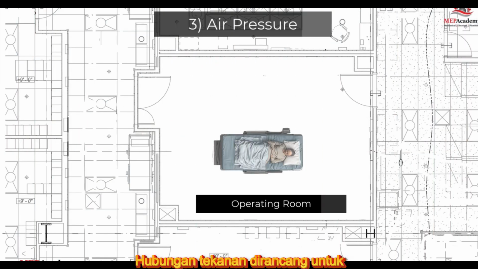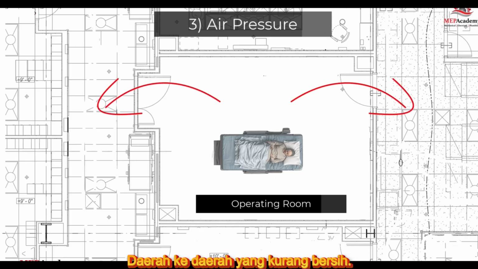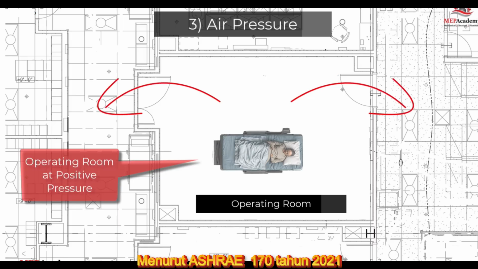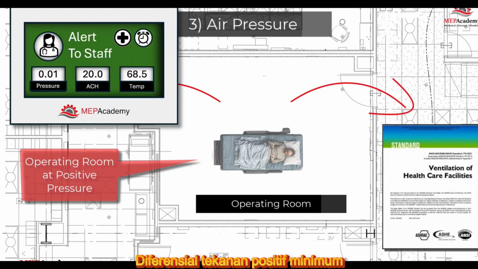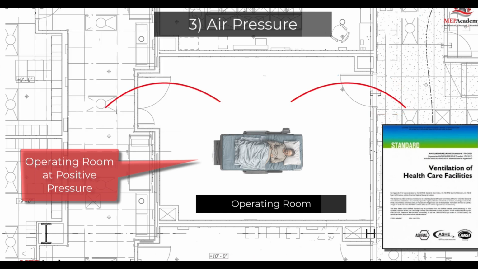Takeaway 3. Pressure relationships are engineered to prevent contamination. An equally important part of OR HVAC design is managing room pressure relationships. In a surgical suite, air should always flow from the cleanest areas to the less clean areas. That means the operating room itself must be kept at a positive pressure relative to adjacent spaces. According to ASHRAE 170/2021, the operating room must be maintained at a minimum positive pressure differential of plus 0.01 inches water gauge relative to adjacent areas, including corridors, anterooms, scrub areas, and nursing stations.